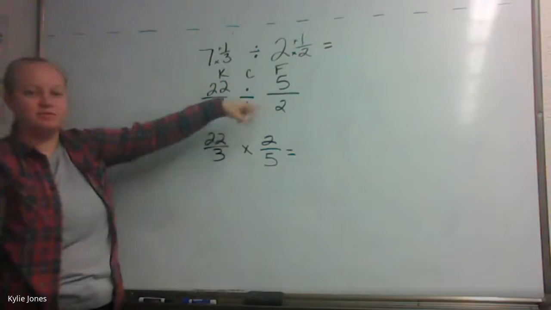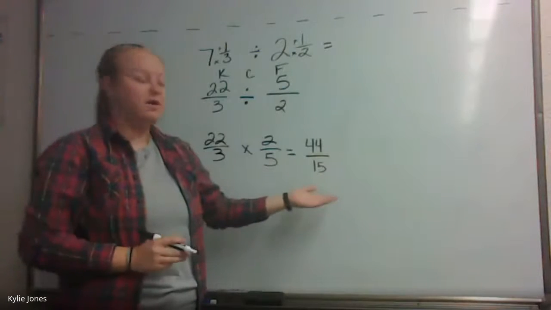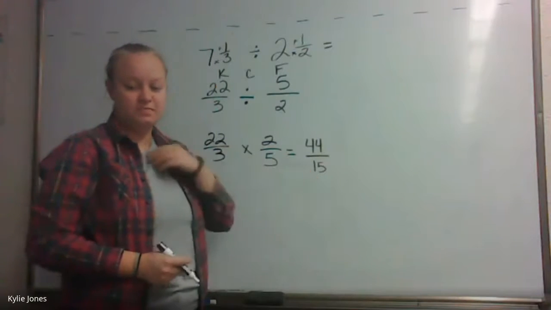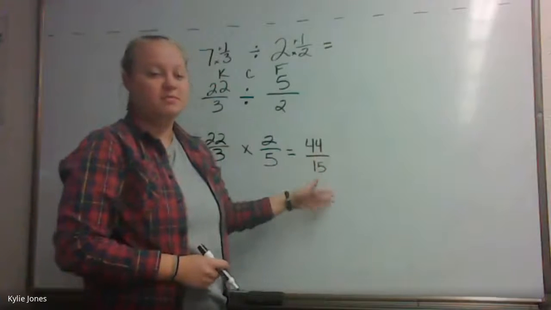What's 22 times 2? 44. Good. 44 over 3 times 5? 15. Good. Now, this looks like we're done, but we're not. What do I still need to do? We need to make it a mixed number. Right now, it's an improper fraction.